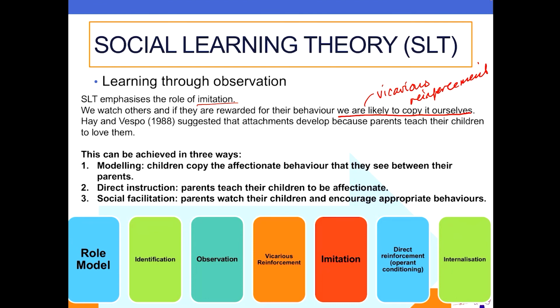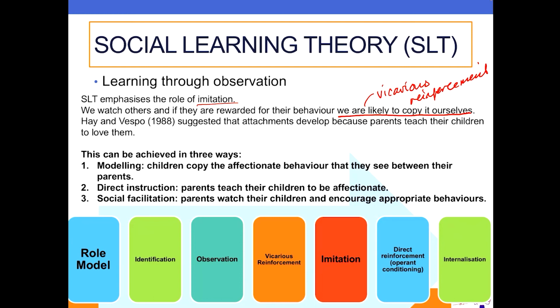So that first part, modeling. If the parents are in a loving relationship and the infant sees their parents kiss each other or hug each other, the infant watching their primary caregivers engage in such loving behaviors may feel vicariously reinforced to imitate those same behaviors in order to receive the reward of comfort and pleasure.